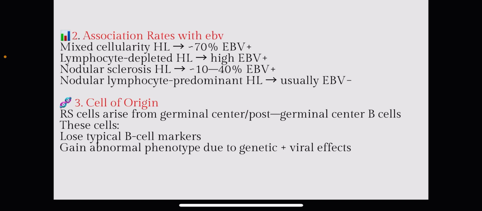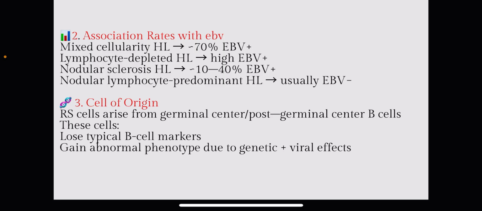Now let's see the association rates with Epstein-Barr virus. In mixed cellularity HL, there are 70% Epstein-Barr virus positive cases. In lymphocyte depleted HL, there is a high Epstein-Barr virus association. In nodular sclerosis HL, there is only 10 to 40% association with Epstein-Barr virus. And in nodular lymphocyte predominant Hodgkin lymphoma, usually Epstein-Barr virus is absent, or there is no association with Epstein-Barr virus.